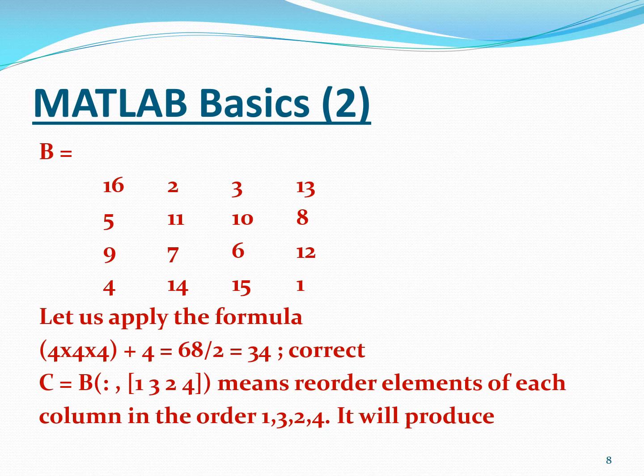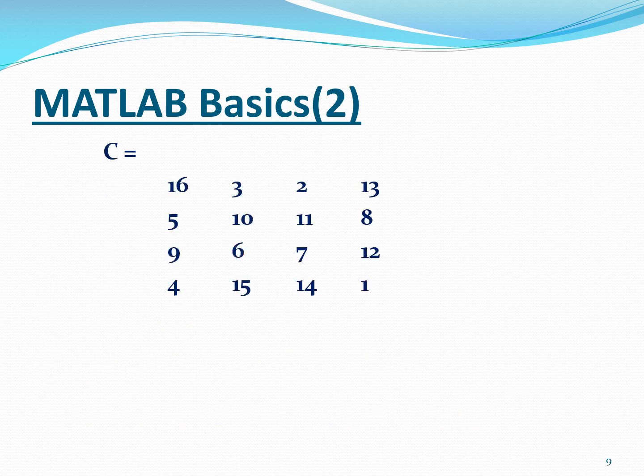So C is equal to B(:, [1, 3, 2, 4]). Now if we want to reorder the elements, that is, 1 and 4 remain the same, but we want to place column 3 in 2's place and 2 in 3's place. So it means reorder the elements of each column in the order 1, 3, 2, 4. Okay, and it will then produce C as it is shown.